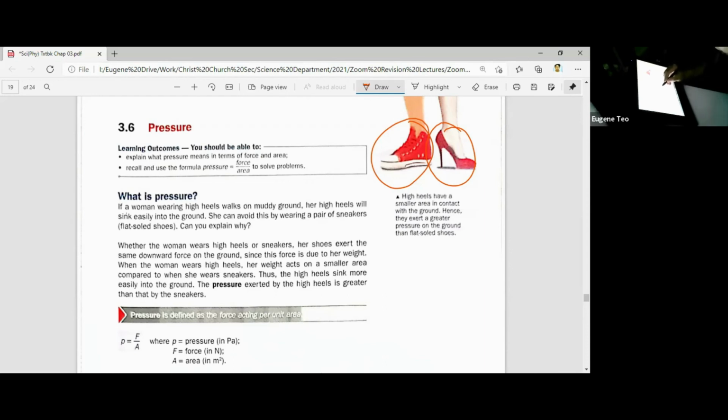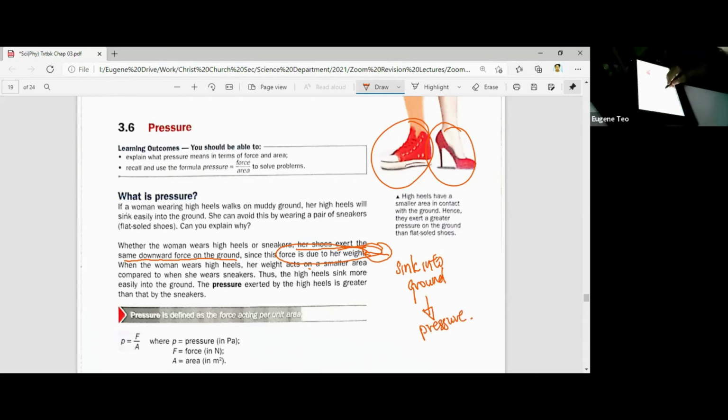First thing they say, whether she wears high heels or sneakers, her shoe exerts the same downward force on the ground because the force is due to her weight. So her weight is the downward force acting on the ground. It's a constant force, because it has always been her weight. But why is it that one sinks and the other doesn't? The sinking into the ground is actually about pressure. It's not really totally about the force.